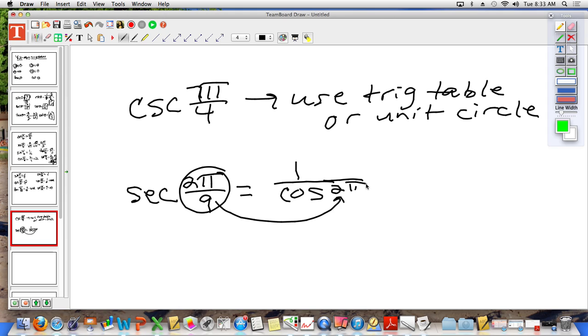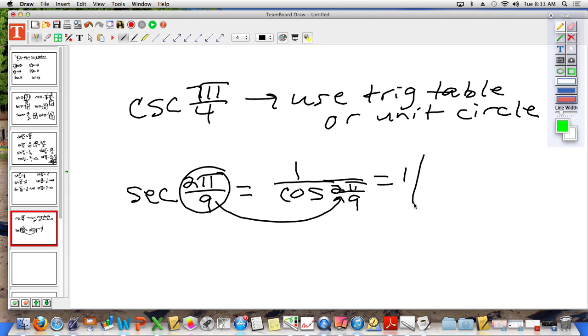2 pi over 9. That is how you are going to have to use your calculator to calculate these 3 new trig functions, secant, cosecant, and cotangent. So, by the way, what mode must your calculator be in to calculate this? Radian. Must be in radians. If there's no degree symbol, you assume it is a radian. So when you type this in, just be careful.